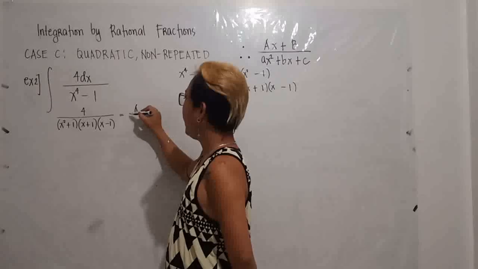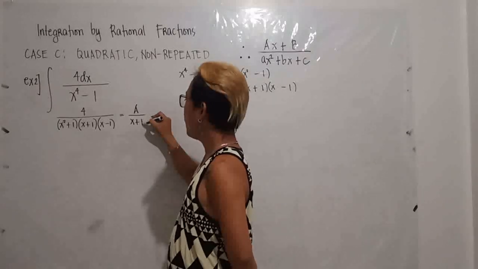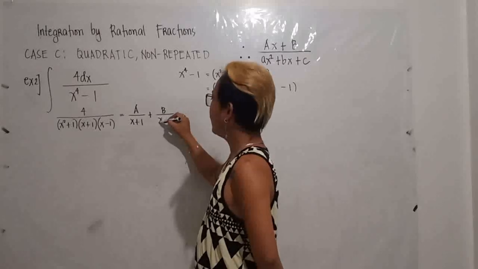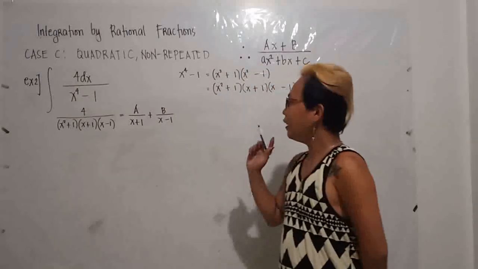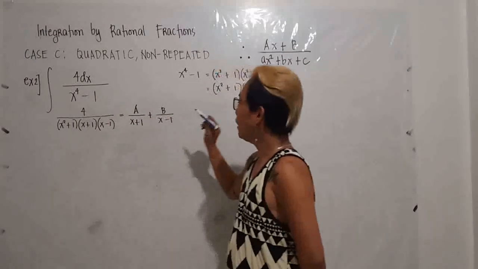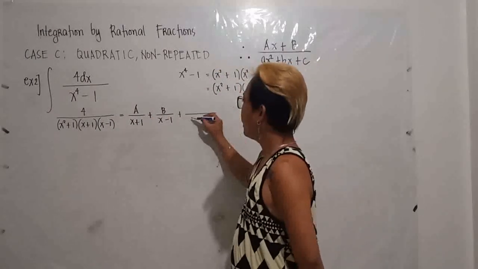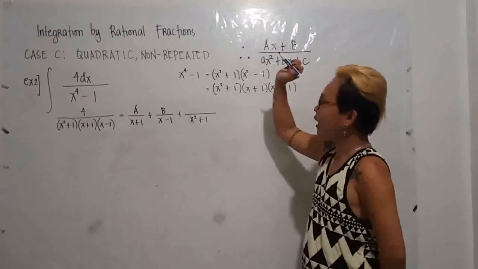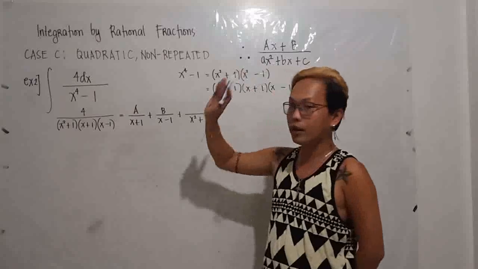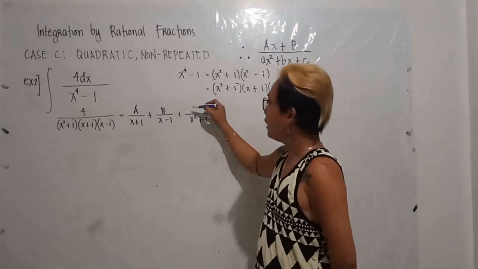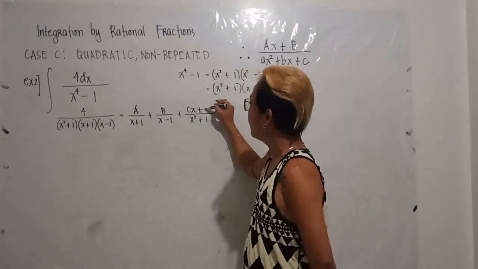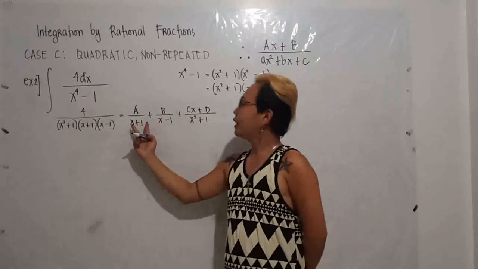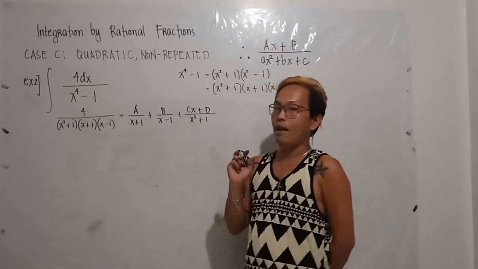So that will be A over x plus 1. Then another one is plus B over x minus 1. Then another fraction for the quadratic, so that is over x squared plus 1. Then following your formula, since ginamit na natin si A and B, we will use another letter, let's say C and D. So this will be Cx plus D. So our equation now must have three different fractions.